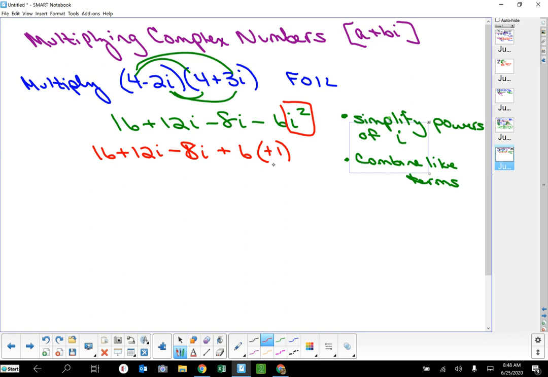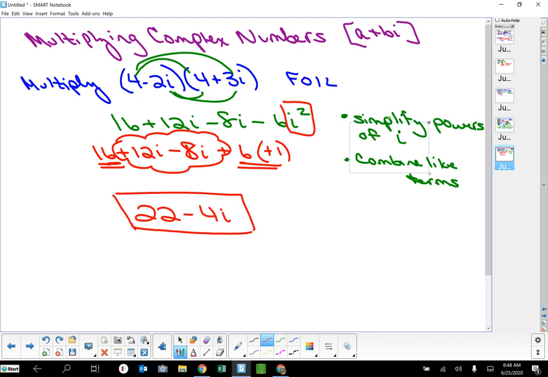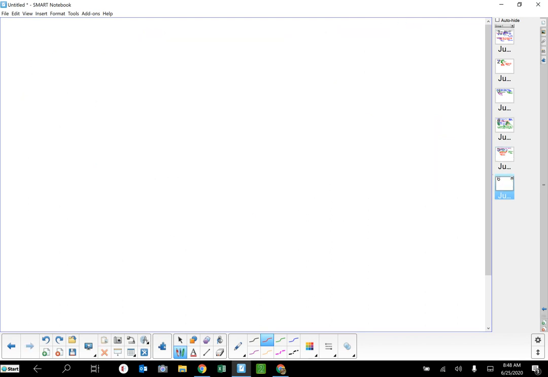And then this 6 and this 16 are like terms. We add those together and we get a 22. And then these two are also like terms. 12i minus 8i is 4i. And that's the answer to that problem in the form a plus bi. Okay, so there's going to be some examples like that. And then we have to talk about dividing imaginary and complex numbers.